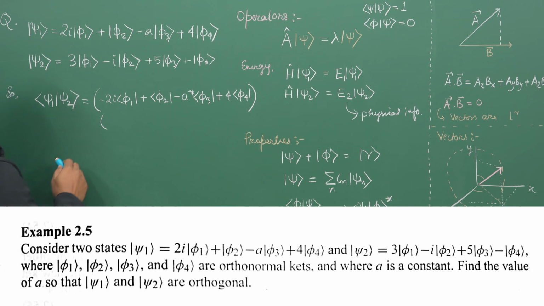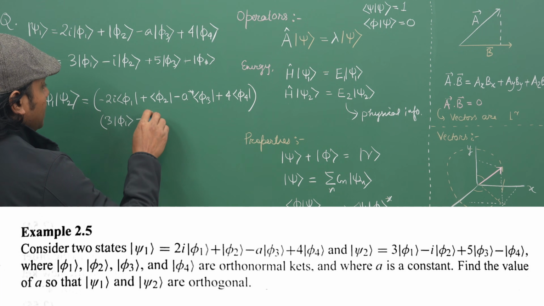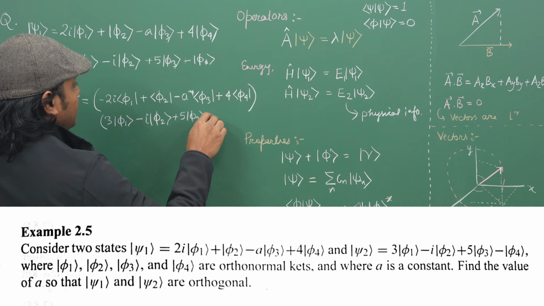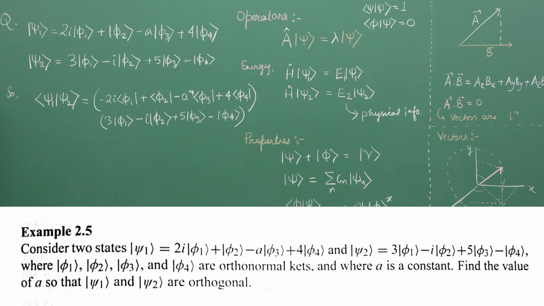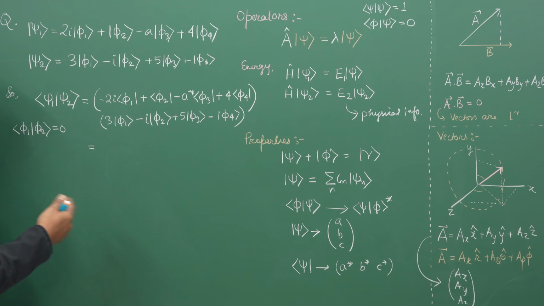And then here we have psi2, which is 3 phi1 minus iota phi2 plus 5 phi3 minus phi4. Now, if we take a look at all individual products, because phi1, phi2, phi3, phi4 are all orthonormal, that means if I take the product of phi1 and phi2, that would come out to be 0. Similarly, phi1 phi3, phi1 phi4, phi2 phi3, phi2 phi4, all those kinds of scalar products will come out to be 0 because they are orthogonal.